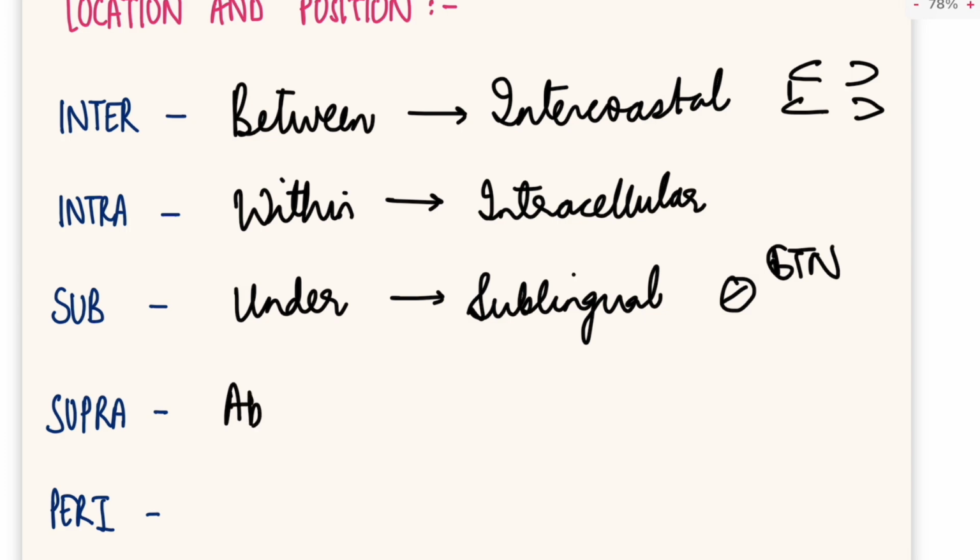Now coming to supra. Supra means above or over, right? For example, suprapubic region. That is above the pubic bone. Suprapubic. You learn about the pubic bone in your osteology classes.